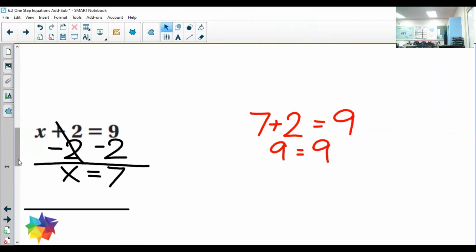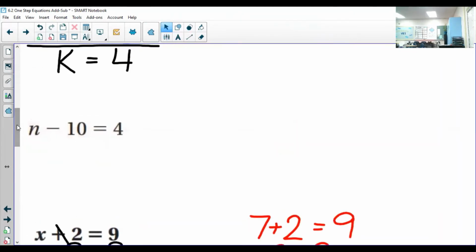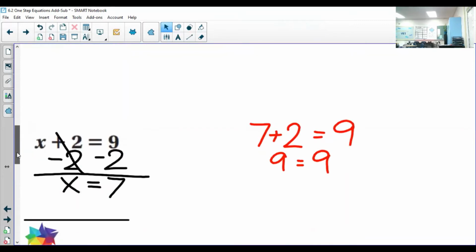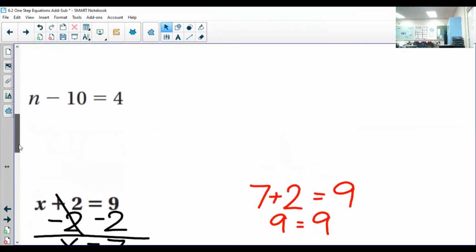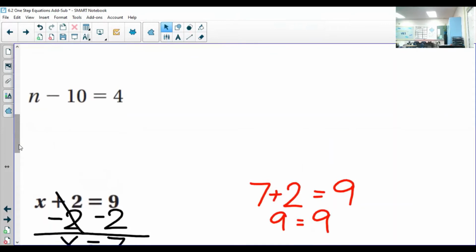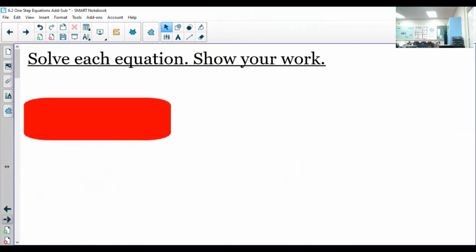Let's try one more with an addition sign. Oh, I thought I had one. Well, let's just move on, okay? All right, let's try some more.